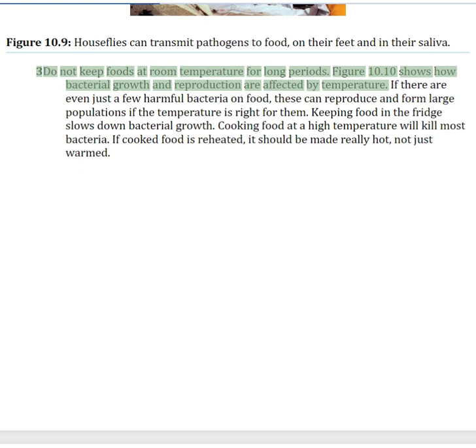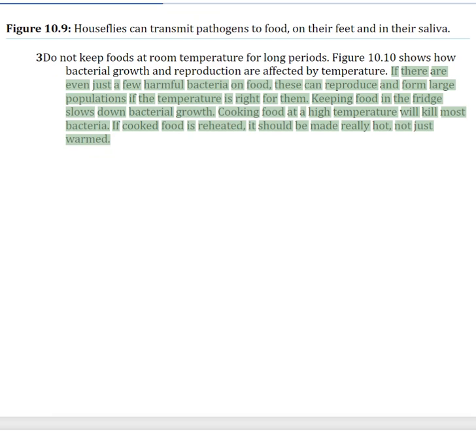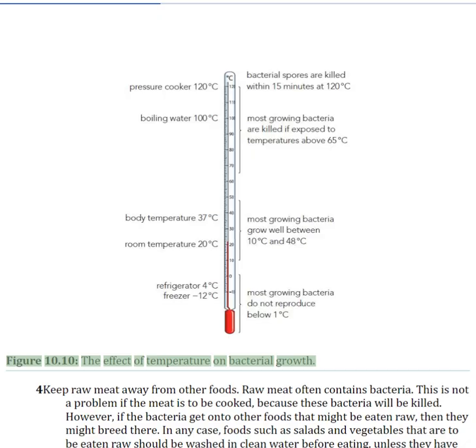3. Do not keep foods at room temperature for long periods. Figure 10.10 shows how bacterial growth and reproduction are affected by temperature. If there are even just a few harmful bacteria on food, these can reproduce and form large populations if the temperature is right for them. Keeping food in the fridge slows down bacterial growth. Cooking food at a high temperature will kill most bacteria. If cooked food is reheated, it should be made really hot, not just warmed. Figure 10.10, the effect of temperature on bacterial growth.